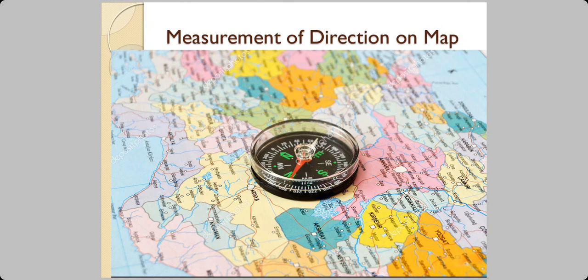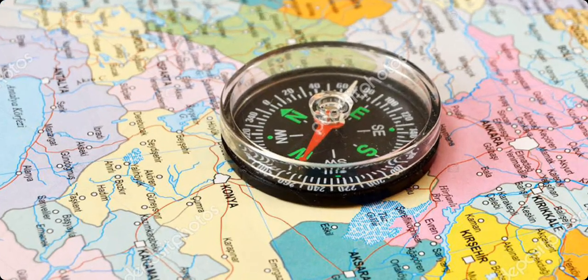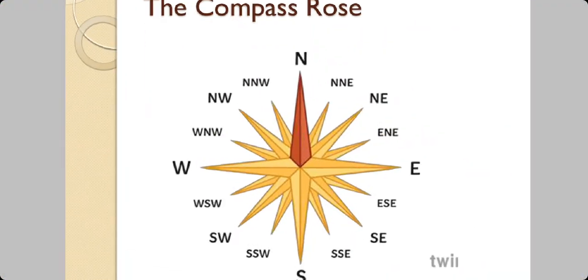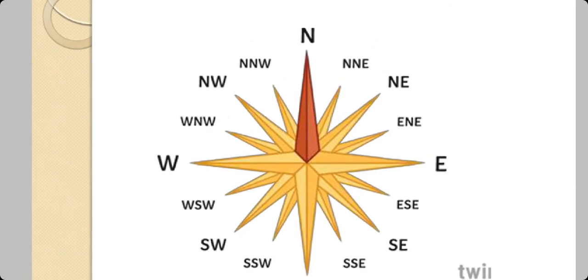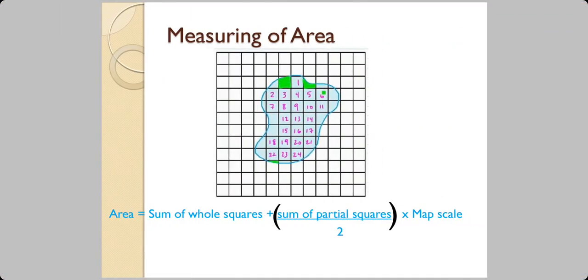Now to measure a direction on the map, you can either use a compass like this that shows where the north is, or you use a compass rose like this, and mainly on the compass rose, if you place it on the map or it is shown on the map, it will be showing the north direction, and other directions are related to it, so that you have to find out by judgment.